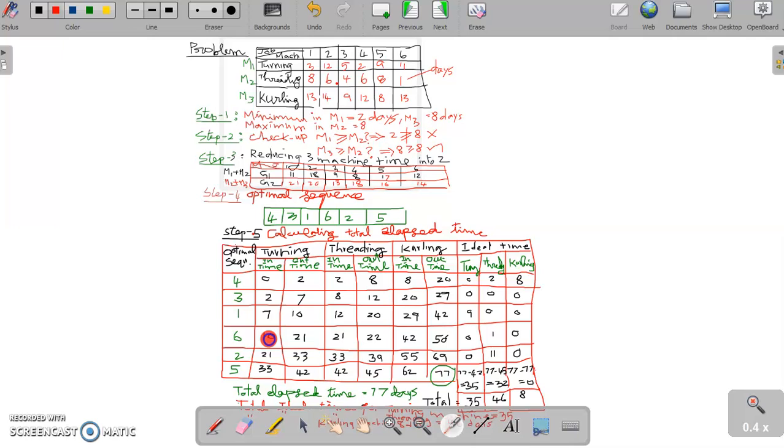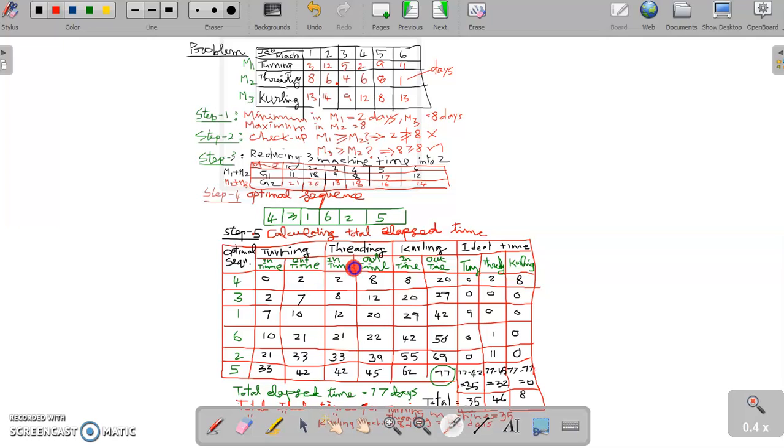Then the sixth job takes 11 days, so 10 plus 11, 21. Now 21 is the starting time. The second takes 12, so 33. Now the fifth job, 33 plus 9, 42. So this is the way we can calculate the total time, the in time and out time, for the turning machine.